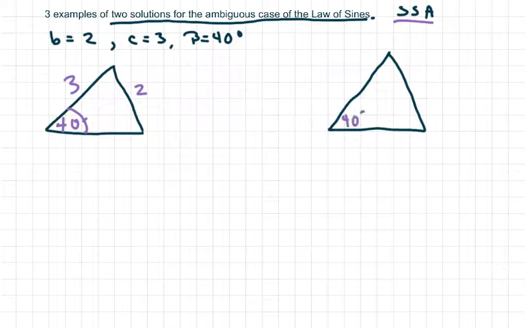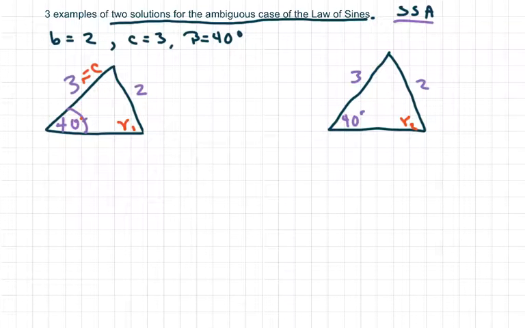So you have 40 degrees, 2 and 3. And if you notice, the side across from the angle they gave you is smaller than the side next to the angle you don't have. So we don't know this side. And this was our gamma that goes with C, and gamma 2 that goes with that.